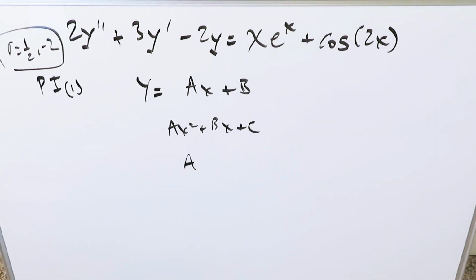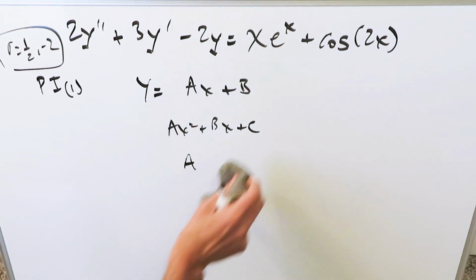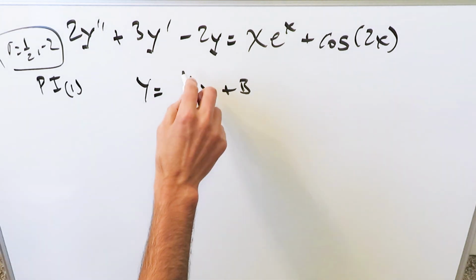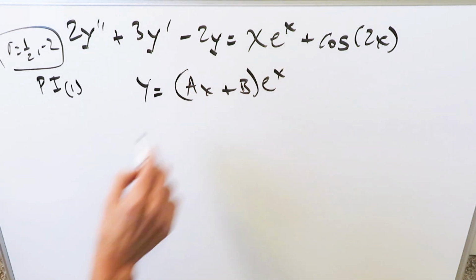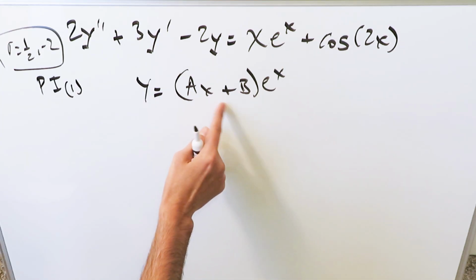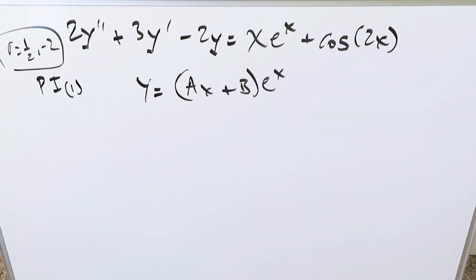But now, how do we marry it up with the exponential term? Our exponential term here is not too hard. You have a product over there in your equation, therefore you will have a product over here. And this is what we will use for our template. My y, my particular integral, my test function is equal to this, (ax plus b) e to the x.